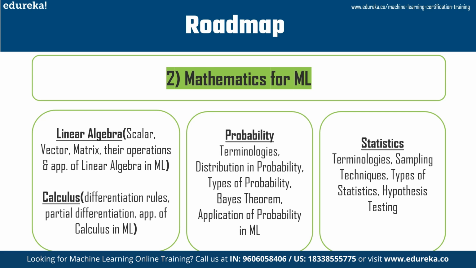Probability. You should know all the terminologies in probability. You should know what distribution in probability is and how it works, the types of probability, Bayes' theorem, and the application of probability in machine learning. Lastly, for statistics, you should know all the terminologies, of course. You should know what different sampling techniques are, types of statistics, and hypothesis testing.